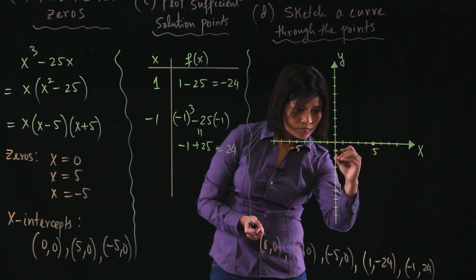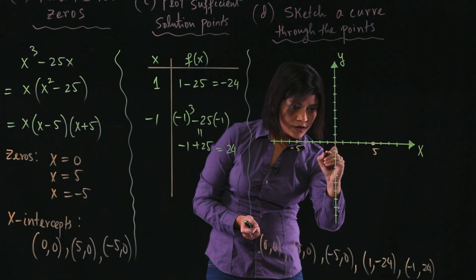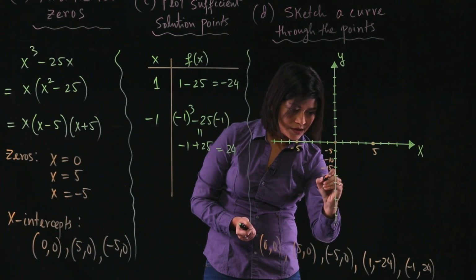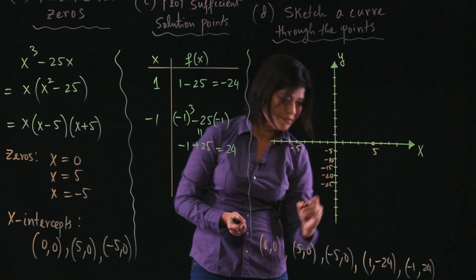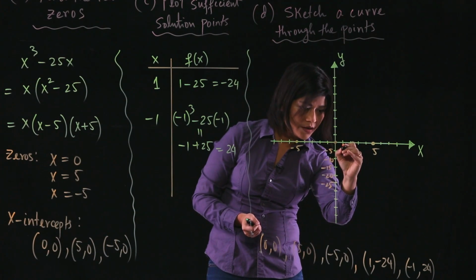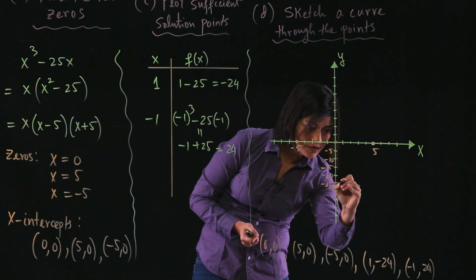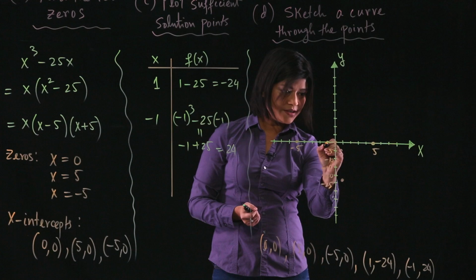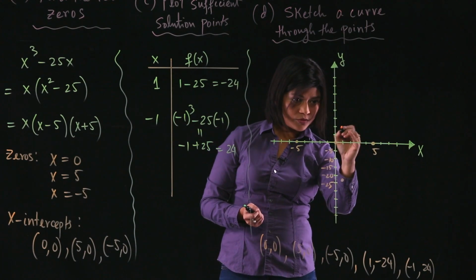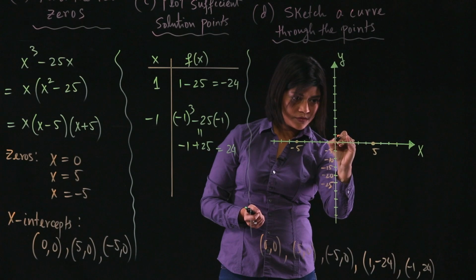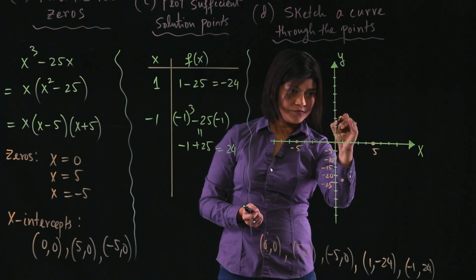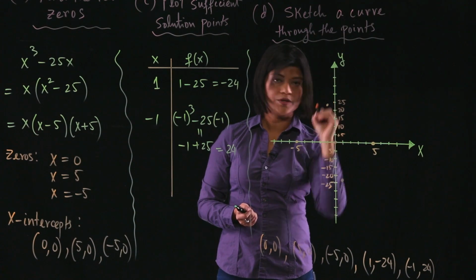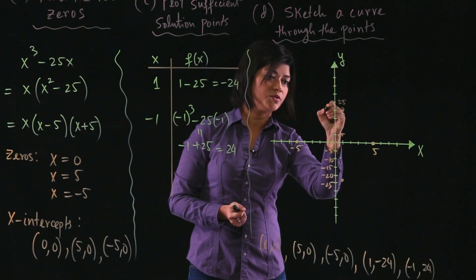So let's call this negative 5, negative 10, negative 15, negative 20, negative 25. So at 1, we are at negative 24. So somewhere here, roughly. And on the other side, at negative 1, we get positive 24. So let's do the same thing here. This is positive 5, 10, 15, 20, 25. So at negative 1, we have positive 24. So somewhere here roughly.